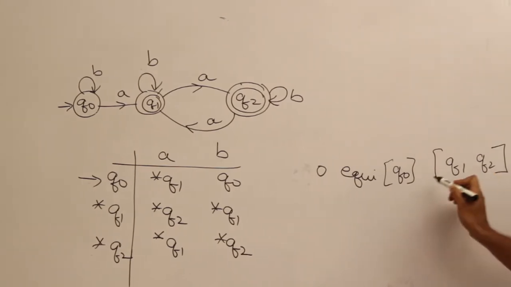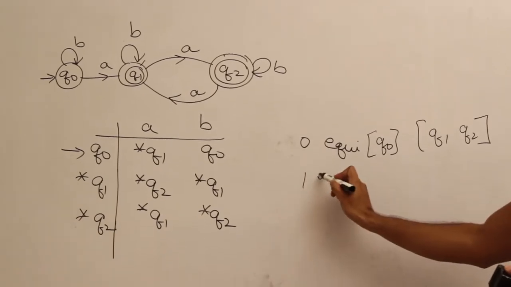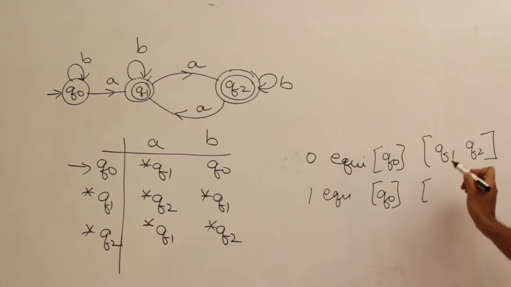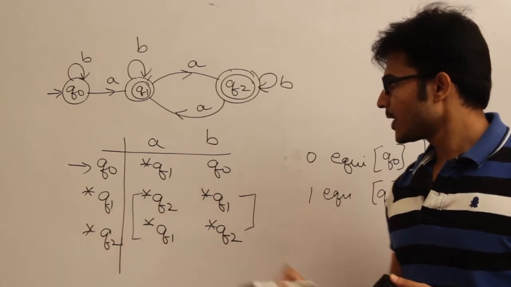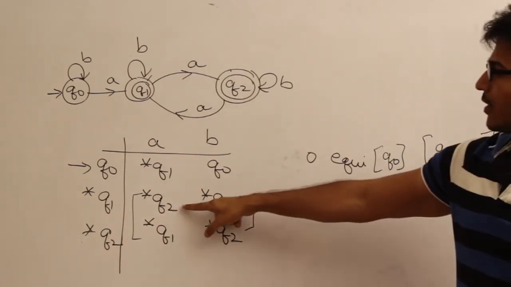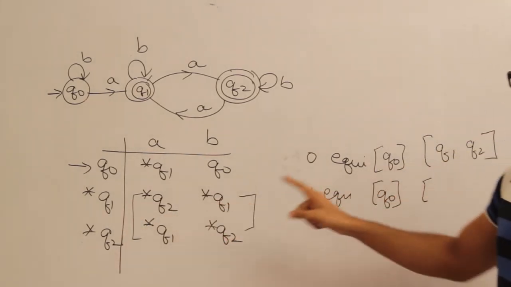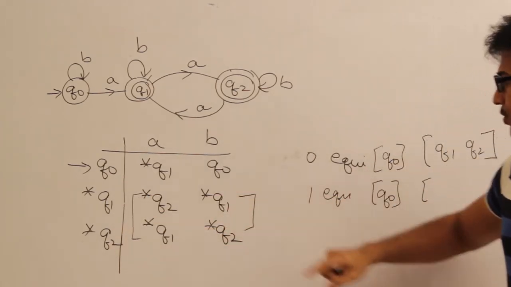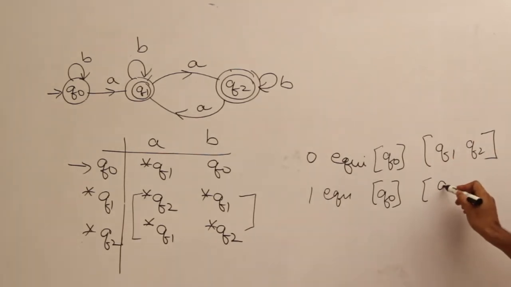It is important: all the final states will be in one group and all the non-final states will be in the other group. Now what about one equivalence? You need not do anything with Q0, leave it. Now go to Q1 and Q2 and check if we can separate them or not. Q1 and Q2 go to Q1 and Q2, which are in the same group in the zero equivalence. Therefore, Q1 and Q2 cannot be separated.